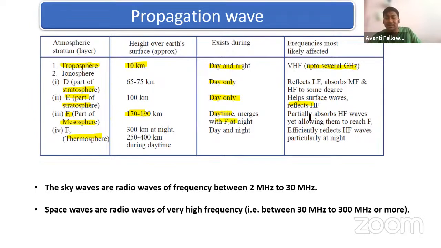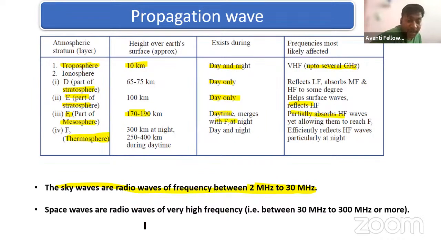These details are not asked in questions; only the height and which kind of frequency range is required for the transmission of the signal. This type of question is asked, so you can remember this height and the existing time also. But this range is very important. You can see here, this is the range for the sky wave. This is asked in your NEET exam: what is the range of the frequency of sky wave? That is 2 megahertz to 30 megahertz.